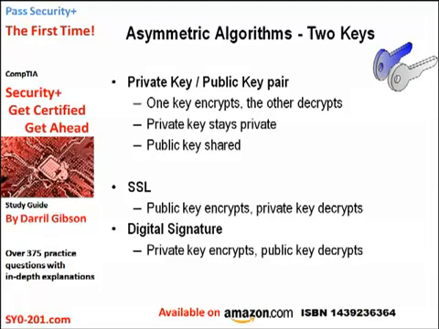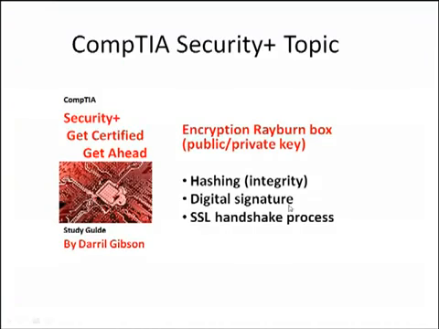There's more videos that you can watch that show this. Now this one is really just talking a little bit generically about encryption, the Rayburn box, and how public and private keys work. It's important to get that. Once you get that, other concepts become quite a bit easier. I've got a couple other videos I posted. One's on hashing and integrity, another one's on digital signatures and how the public and private key can be used for a digital signature. Another one is on the SSL handshake process with HTTPS and how the public and private key is used for that.